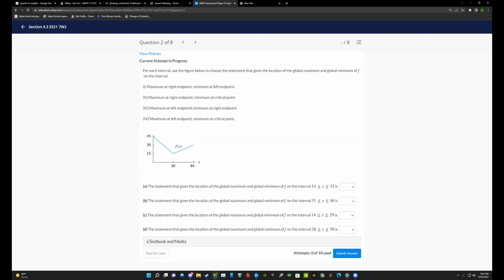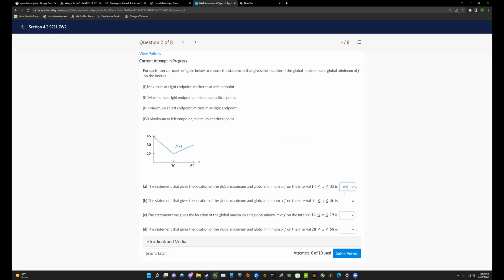Maximum at the left endpoint, and then would it be a minimum? You're just choosing one of the statements. So there's a maximum at the left. Wait, so minimum at the right endpoint or critical point? The maximum is at the left endpoint, and then the minimum is at the critical point where the derivative changes direction. Oh, okay. So it'll be 4.